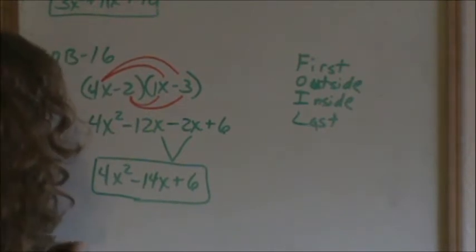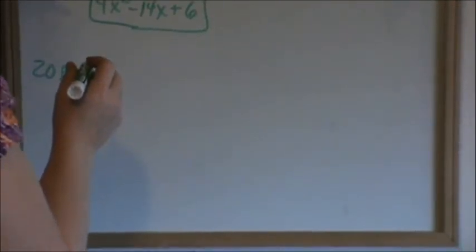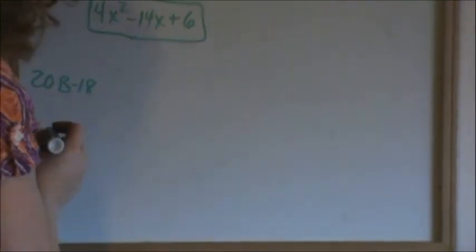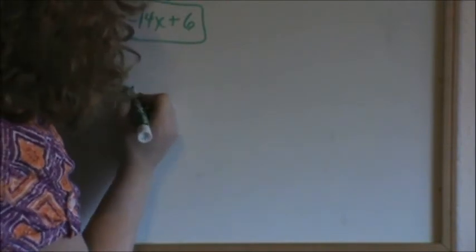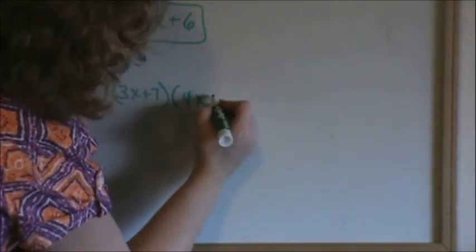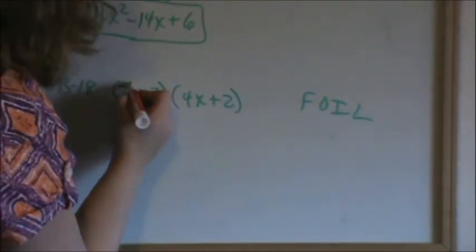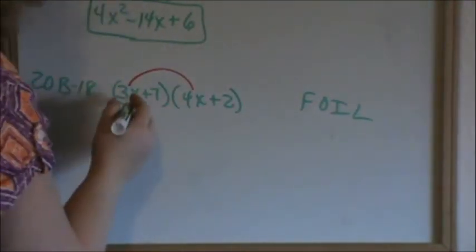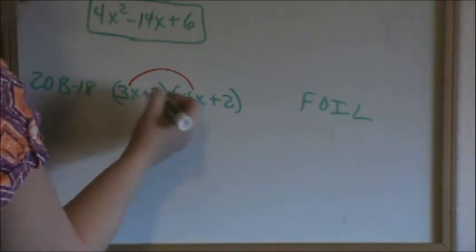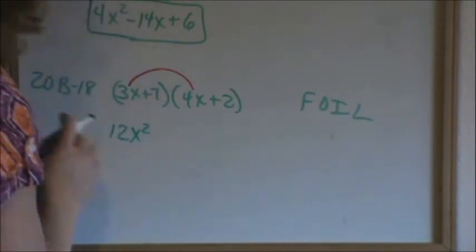Okay, now we're going to do 20b 18 as our last problem. This problem reminds you to watch your signs. Again, I'm going to do this problem horizontally and not vertically. You have 3x plus 7 times 4x plus 2. We're going to use FOIL: first, outside, inside, last. Our first terms, 3x times 4x. Numbers to numbers, x's to x's. 3 times 4 is 12, x times x, x squared.